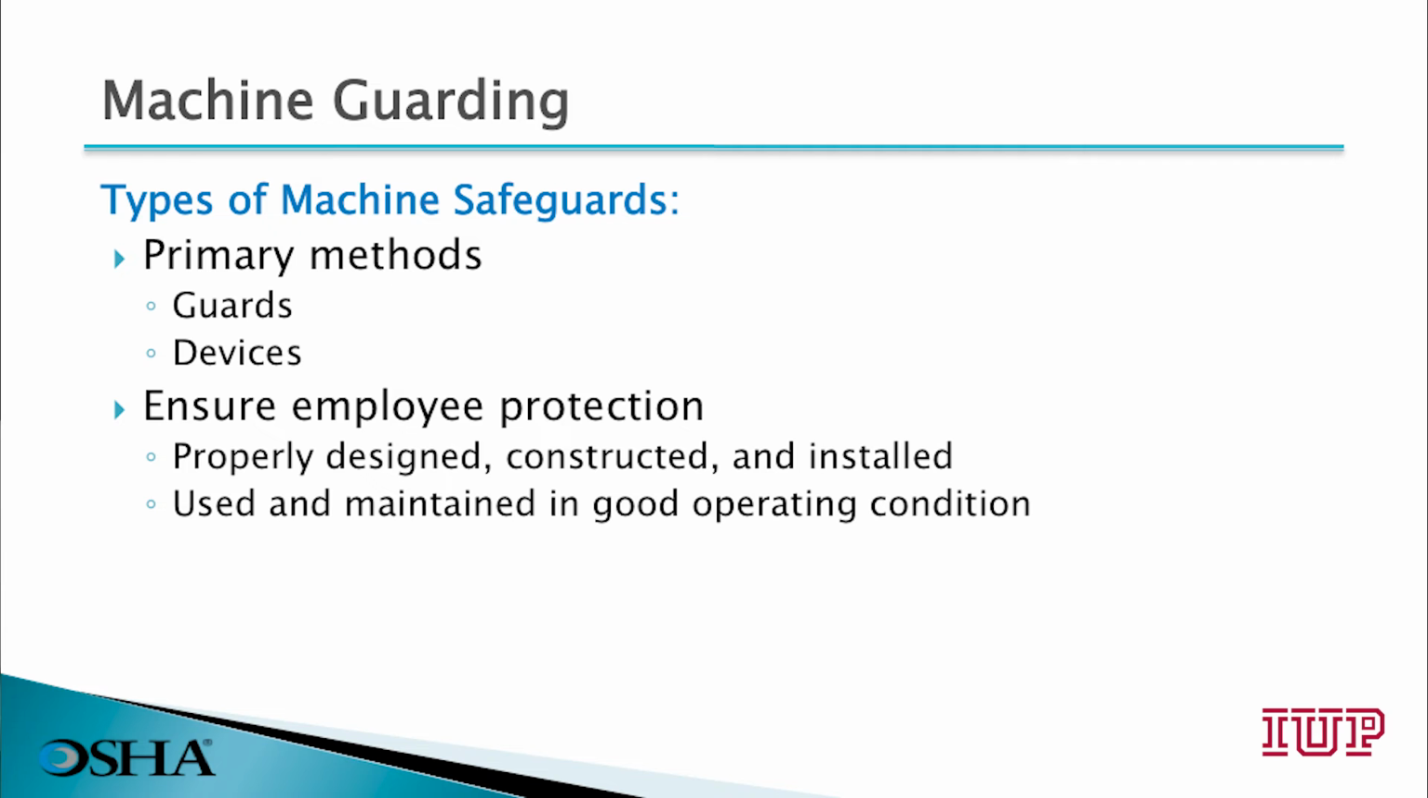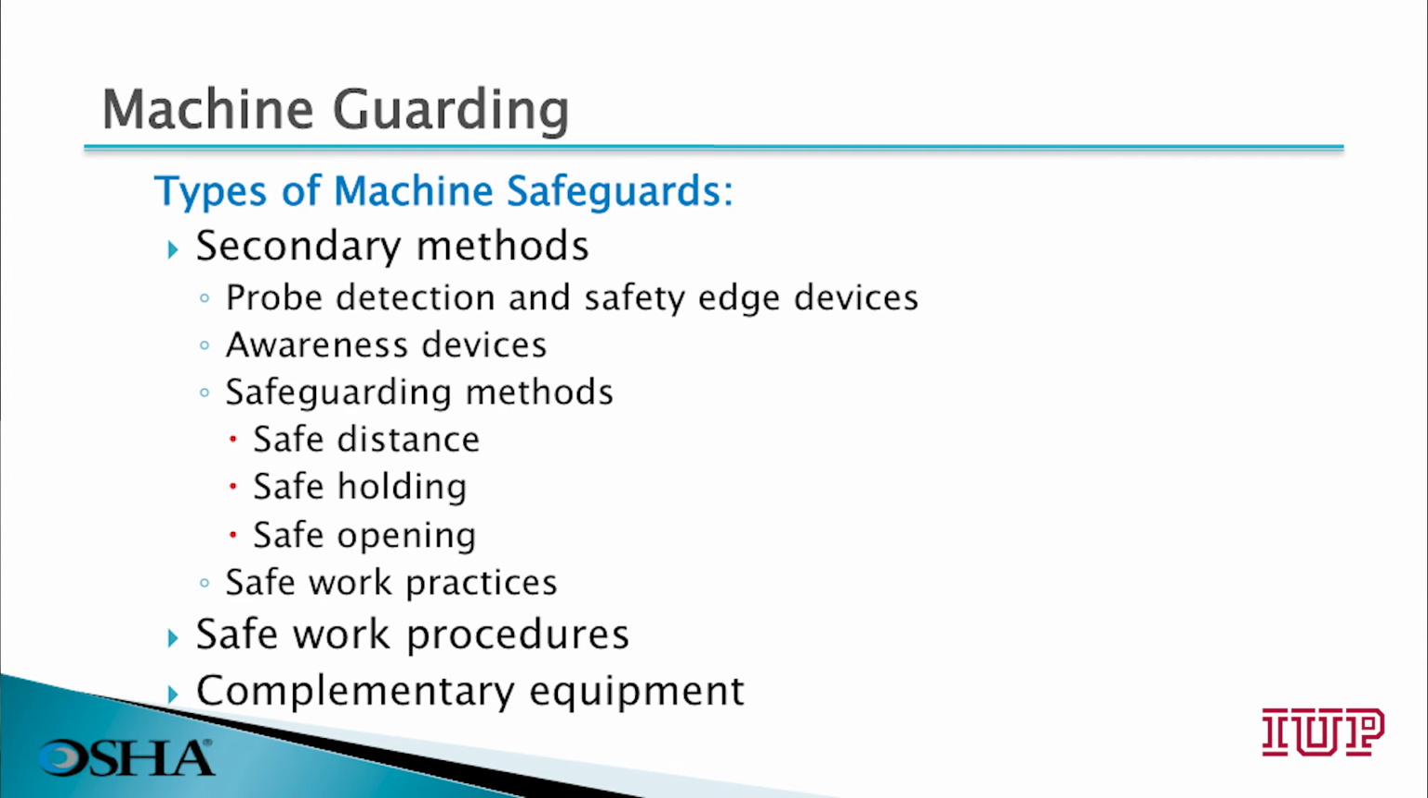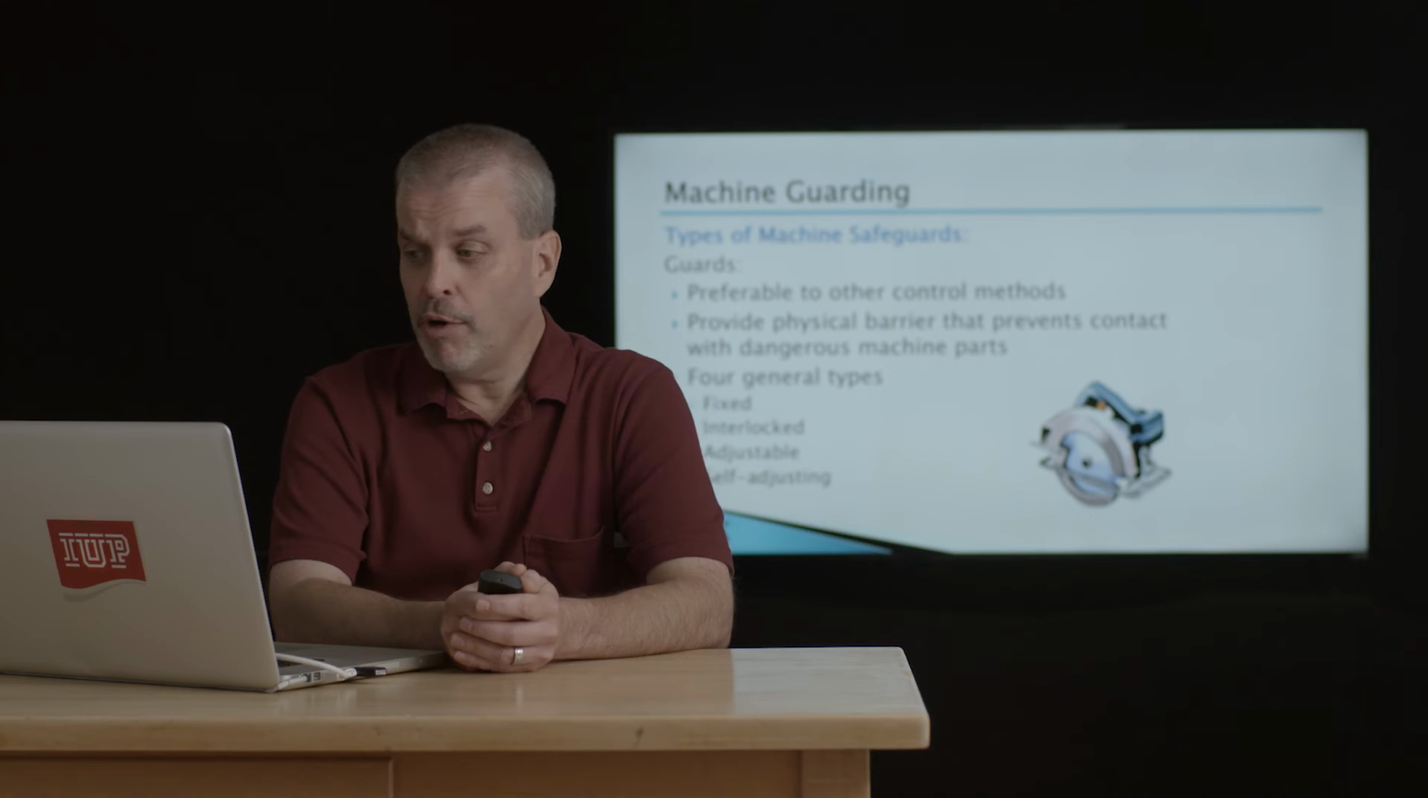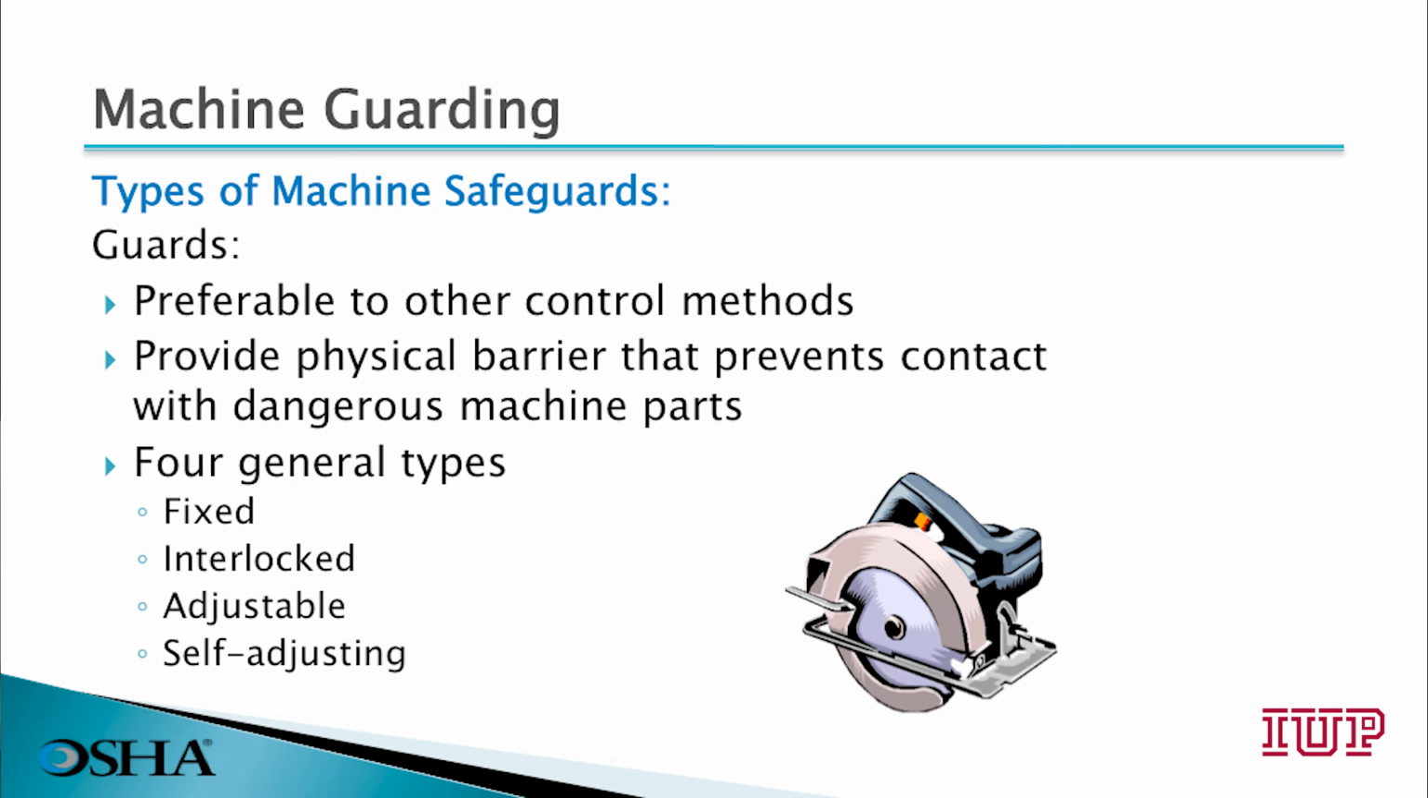And when guards and devices are properly designed, constructed, and installed, and they're used and maintained in good operating condition, they will ensure employee protection. Secondary methods of protection include probe detection and safety edge devices, awareness devices, maintaining safe distances, safe holding distances and safe openings, safe work procedures, and other complementary equipment. Guards are preferable to other control methods. Guards essentially provide a physical barrier that prevents contact with any dangerous component of the machine.